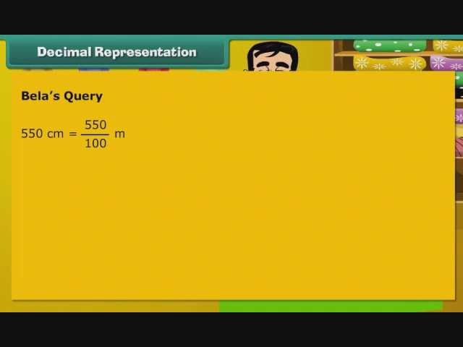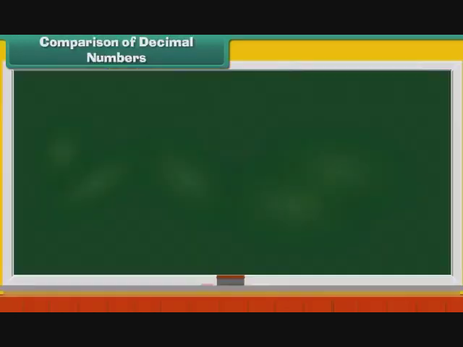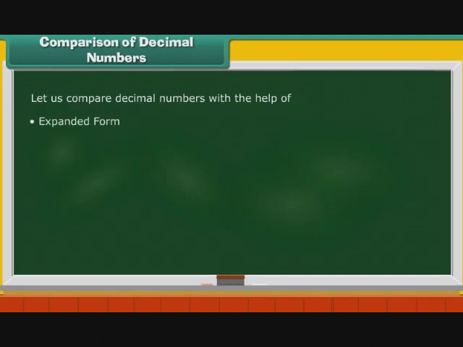550 centimeter is equal to 550 by 100 meter. That is equal to 55 by 10 meter. That is equal to 5.5 meter. A 550 centimeter long sari is 5.5 meters in length. Comparison of decimal numbers. To understand decimals better, we now compare decimal numbers with the help of expanded form, ascending and descending order. Let us look at some examples.